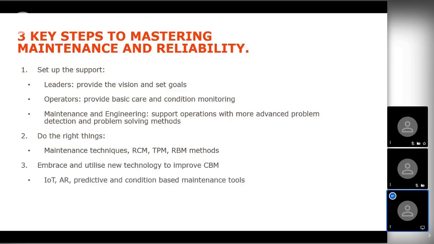And number 3 is to embrace and utilize new technology, but not before you've got your basics right first. Do not go out and buy all of this fancy technology when you haven't even got the right techniques in place in the first place, because we're going to spend a lot of money to achieve nothing.